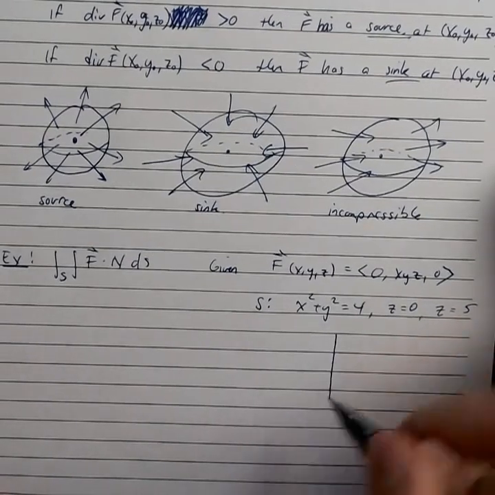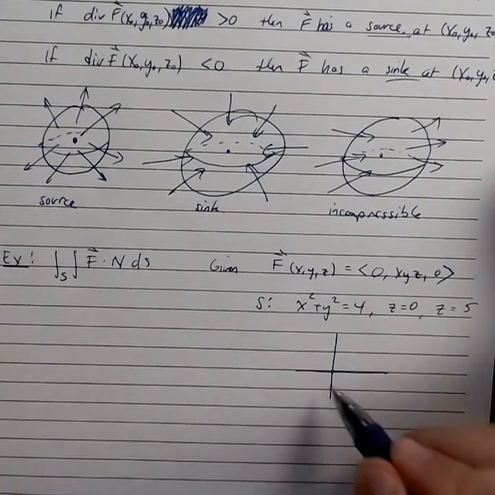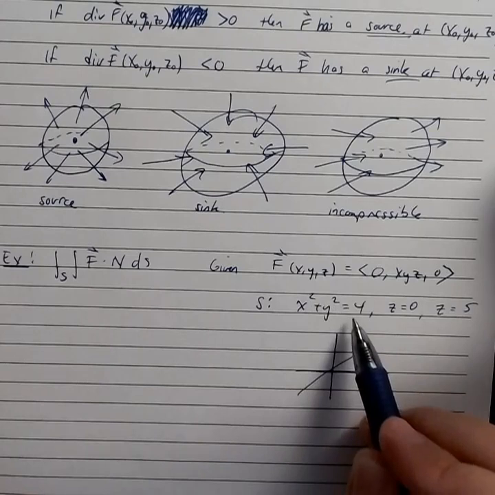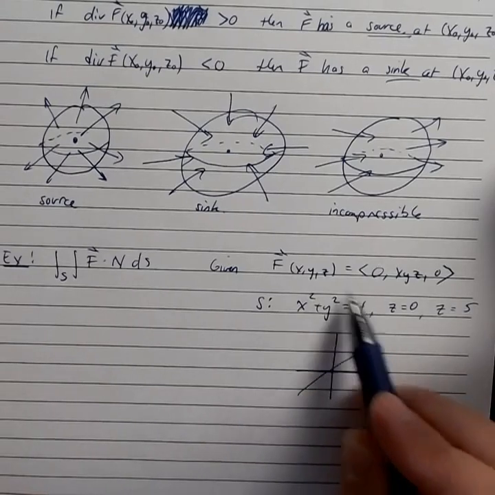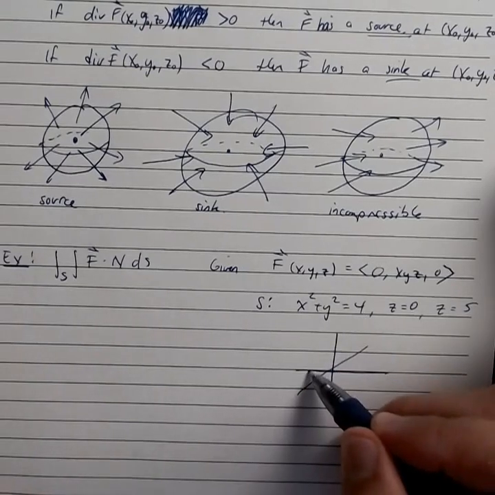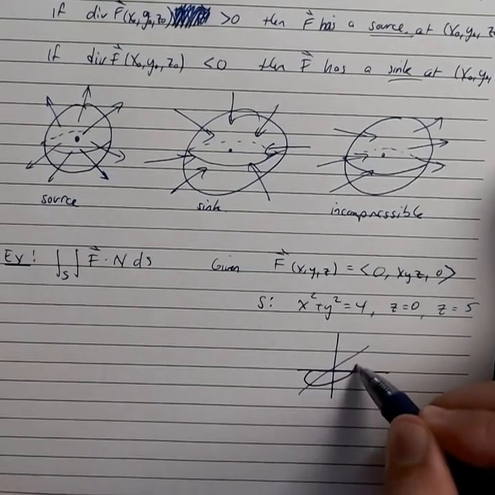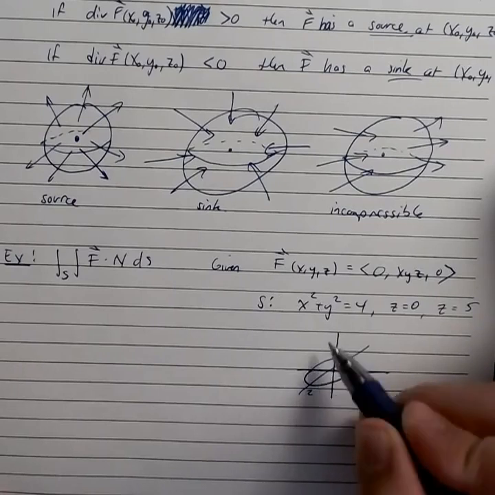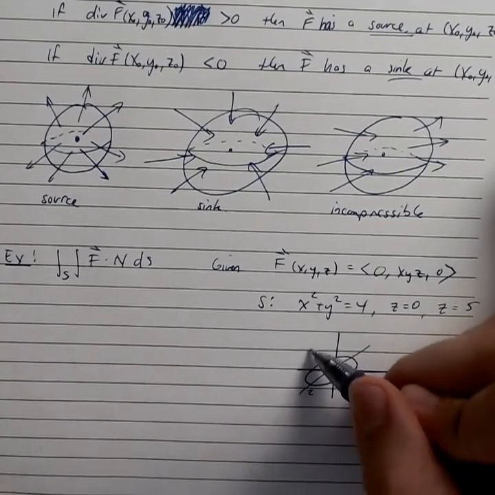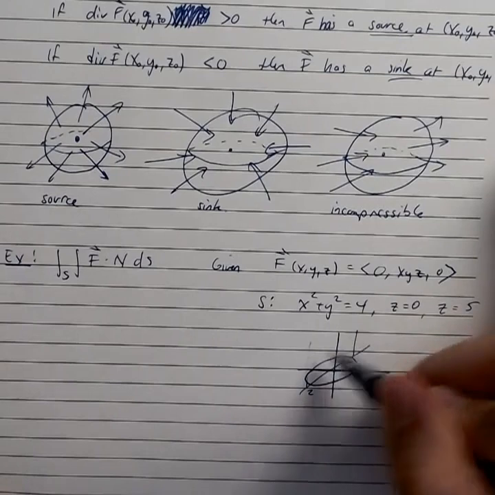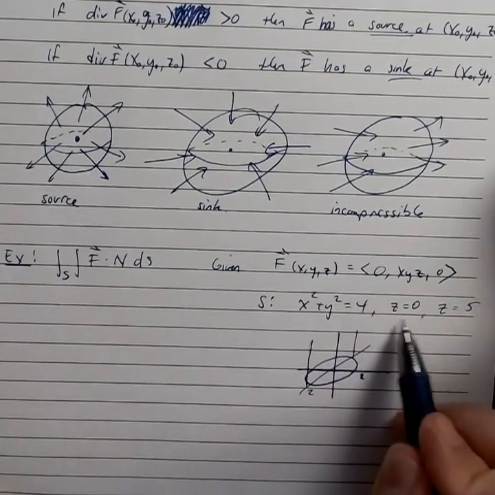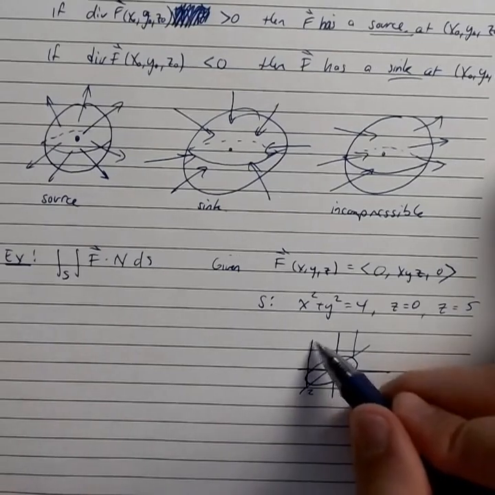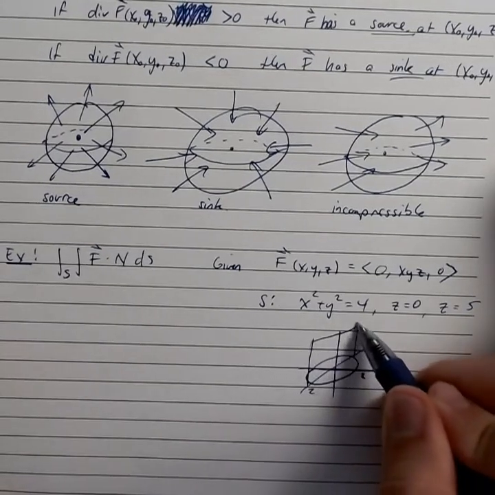So as a quick visual, notice that that's a circle of radius 2. Oh, but it's a surface in R³. So it's the cylinder whose generating curve is the circle of radius 2. Something like that. This is going to go up and down forever, but we're going to bound it below by z = 0, which is the xy-plane, and bound it above by z = 5.